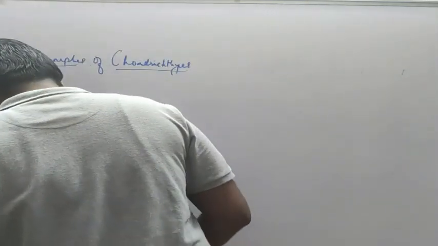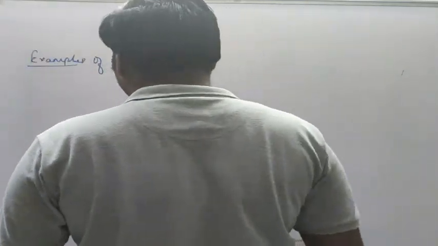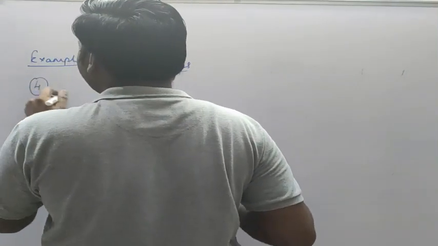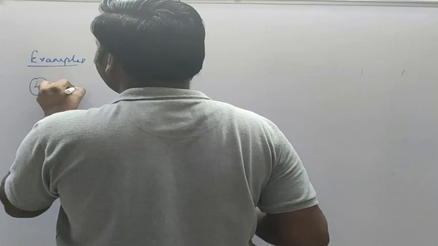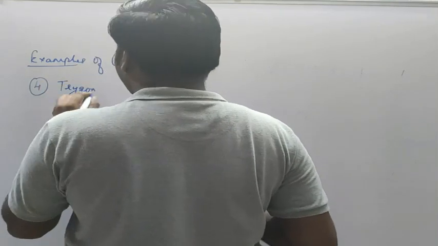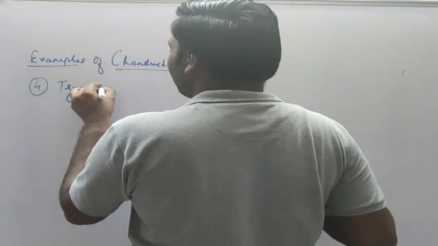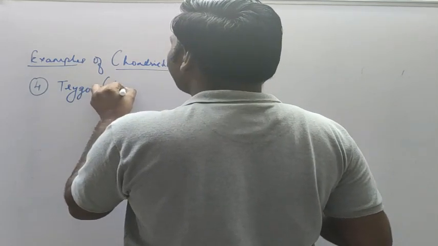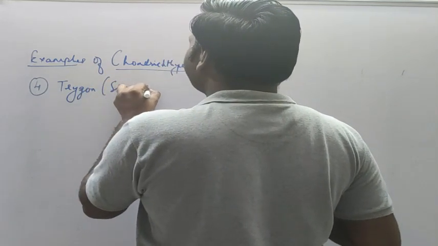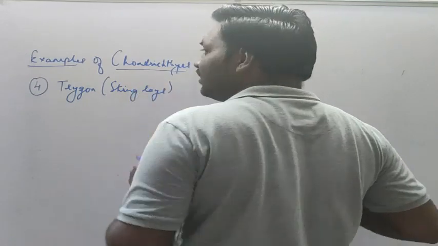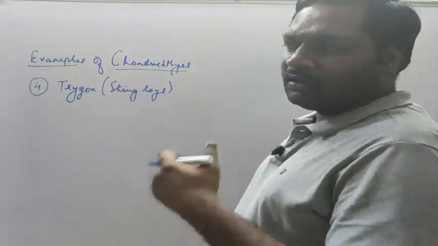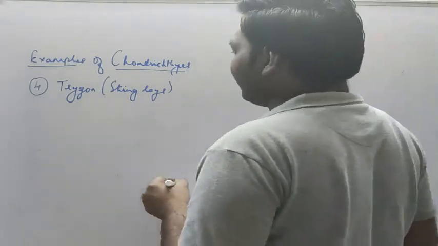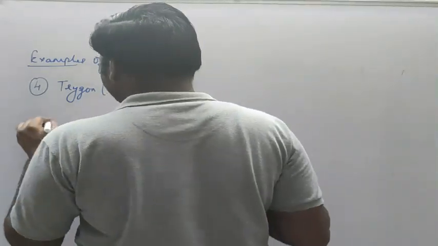So let's see a few more examples of this. That is the fourth example, Trygon. Okay, so these are commonly called the stingrays. Stingrays. So they have the sting at the anterior part, which is used to kill the prey. Okay, that is called stingray.